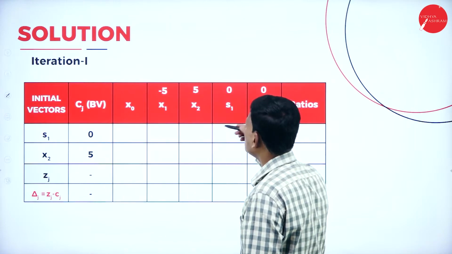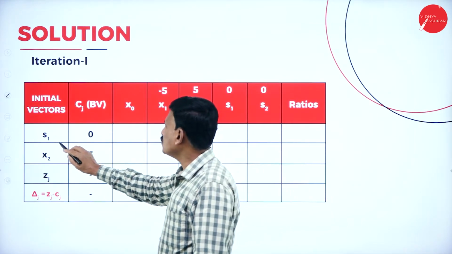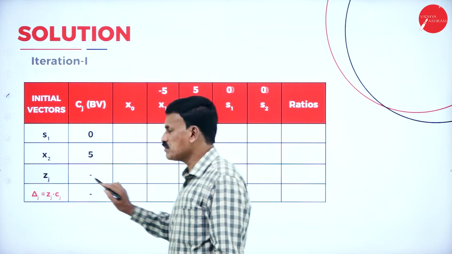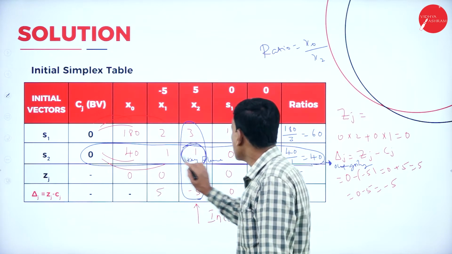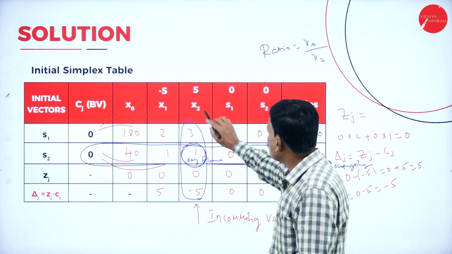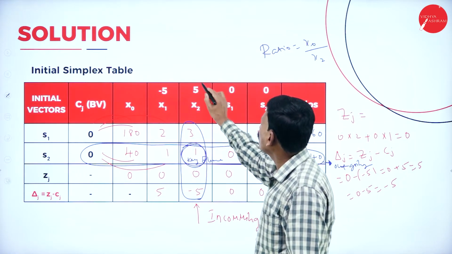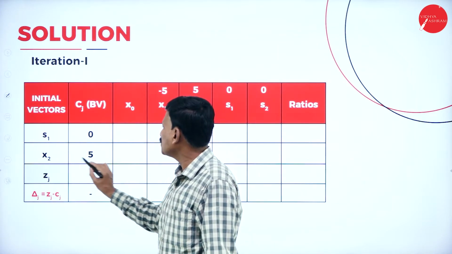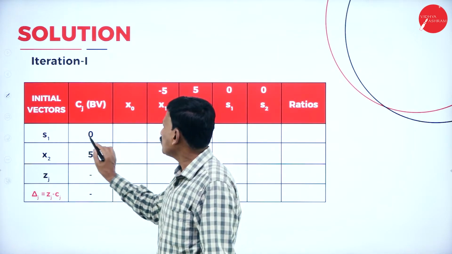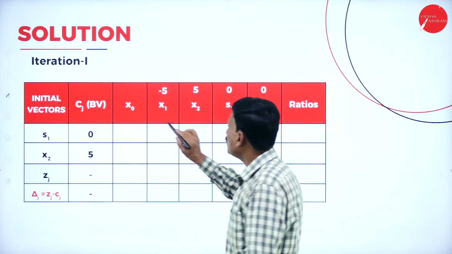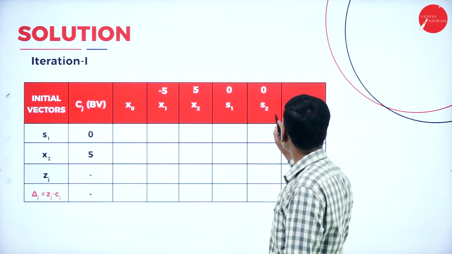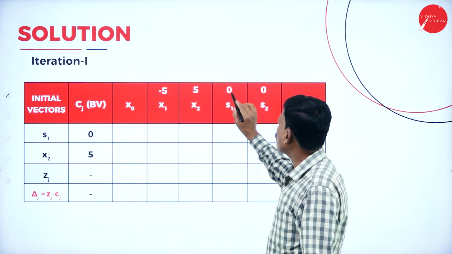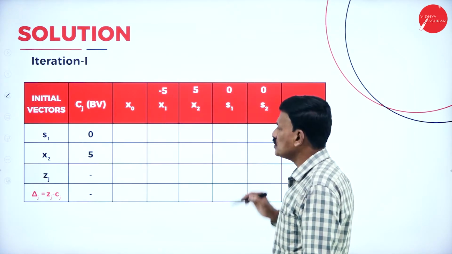So in the first iteration table, in the initial vector, s1 is the same, whereas s2 is replaced by x2, because s2 is the outgoing variable and x2 is the incoming variable, and the coefficient of x2 is 5. So I will write the coefficient of x2 as 5 and s1 as 0, and the remaining values x0, x1, x2, s1, s2 are the same. Coefficient of x1 is minus 5, x2 is 5, s1 is 0 and s2 is 0.